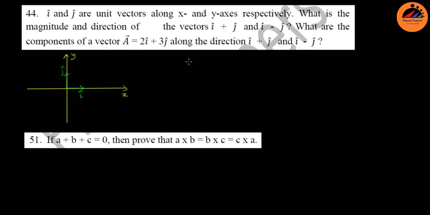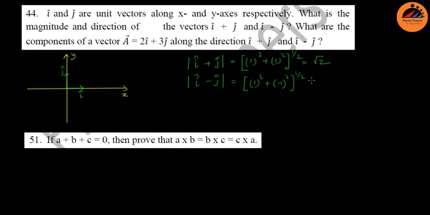The magnitude of i plus j is very easy. You square the coefficients, add them and take the root. So it's 1 square plus 1 square to the power of half, that's root 2. Also the magnitude of i minus j is absolutely the same. It's 1 square plus minus 1 square to the power half, so that is also root 2.